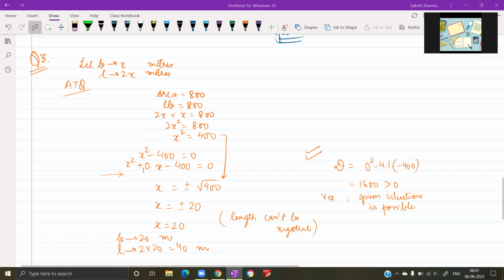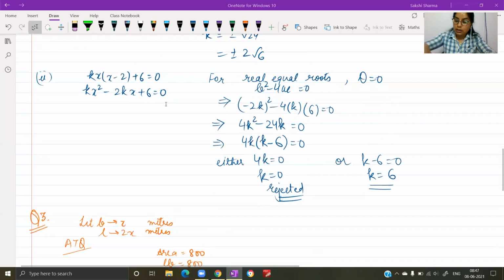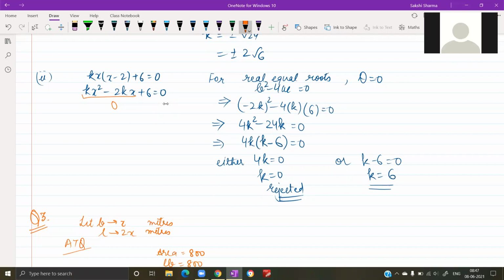Srishti beta, in the last question we rejected k equals to 0. If you take k as 0, आप अपनी equation में check कर सकते हो. यहाँ पे ये दोनों values 0 हो जाएंगी. Okay, ma'am. Right? So this will not be an equation anymore. That's why k cannot be 0. k cannot take this value.